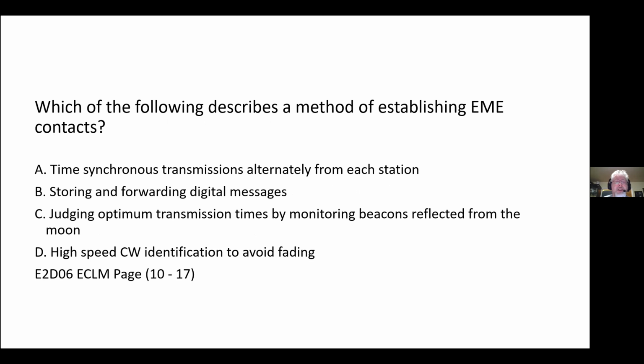Which of the following describes a method of establishing EME contacts? A, time synchronous transmissions alternately from each station. B, storing and forwarding digital messages. C, judging optimum transmission times by monitoring beacons reflected from the moon. D, high-speed CW identification to avoid fading. Alpha. Alpha is correct. Time synchronous transmissions alternately from each station.